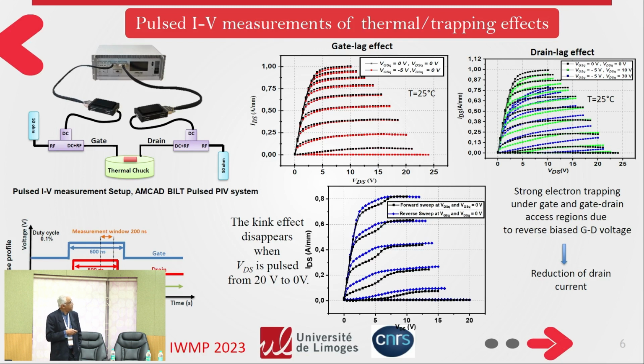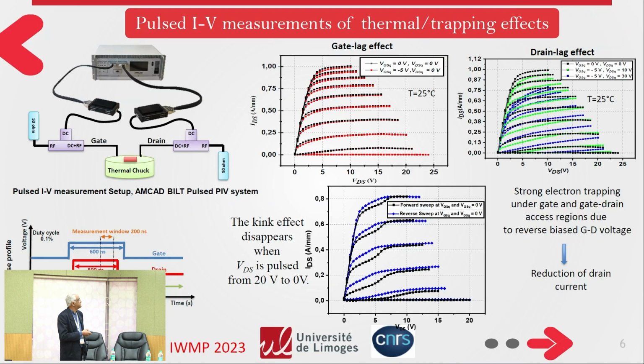But the deep off-state quiescent bias point, that means VDSQ of 30 volts and VGSQ of -5 volts, promotes strong electron trapping under the gate and in the gate-drain access region due to the reverse-biased gate-drain voltage. So the current is dramatically reduced due to the trapping effect. You can also see the kink effect, but the kink effect disappears when VDS is pulsed from 20 volts to 0 volts because there is a detrapping of the electrons.